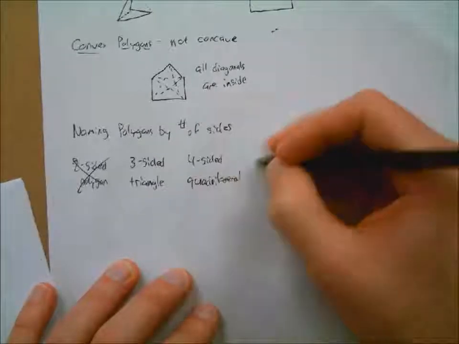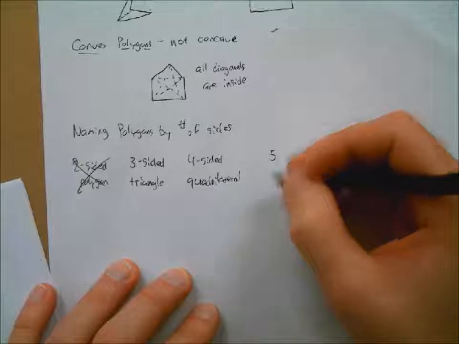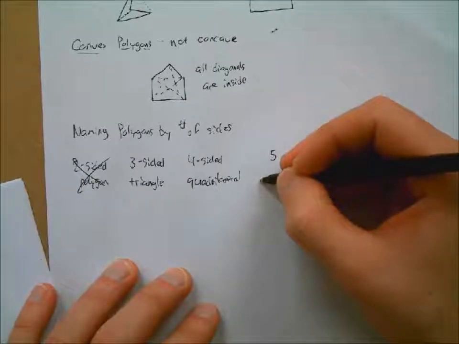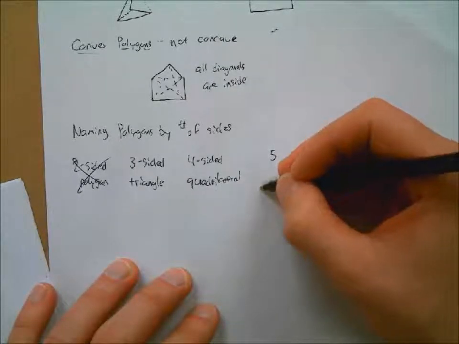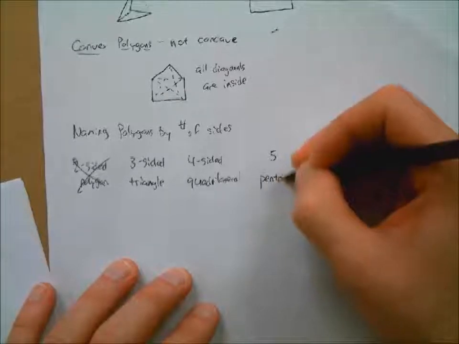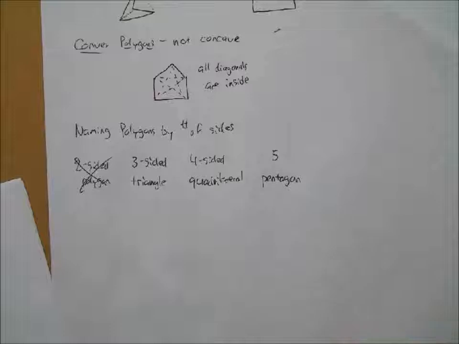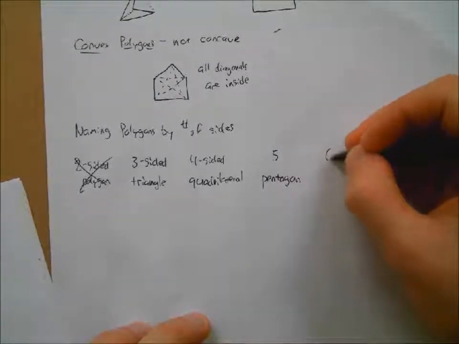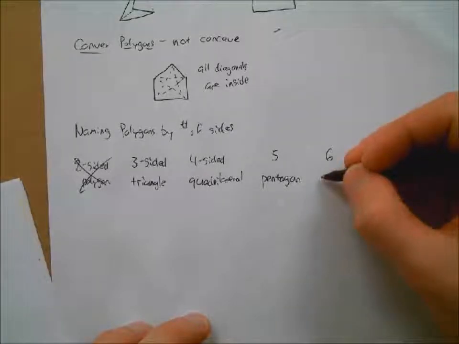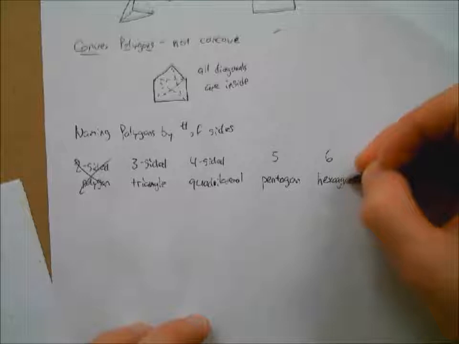I'm just going to start writing the numbers now. 5 sides. Pentagon. Penta, prefix meaning 5, like a pentathlete, they compete in 5 events. 6-sided polygon. Hexagon.